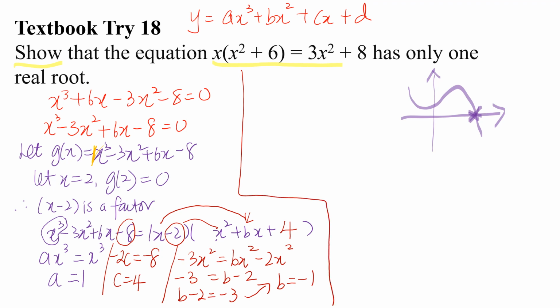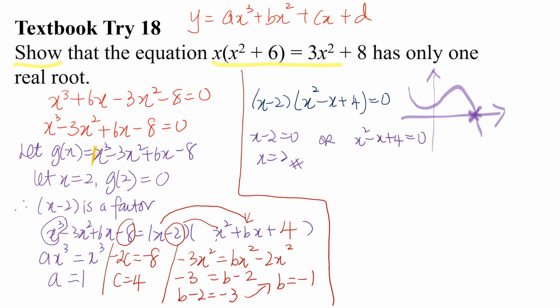Let's try to be neater. So what I have is x minus 2 followed by x squared minus x plus 4 equals 0. Apply the AB product rule. So x minus 2 equals 0 will give me x equals 2, or this guy.